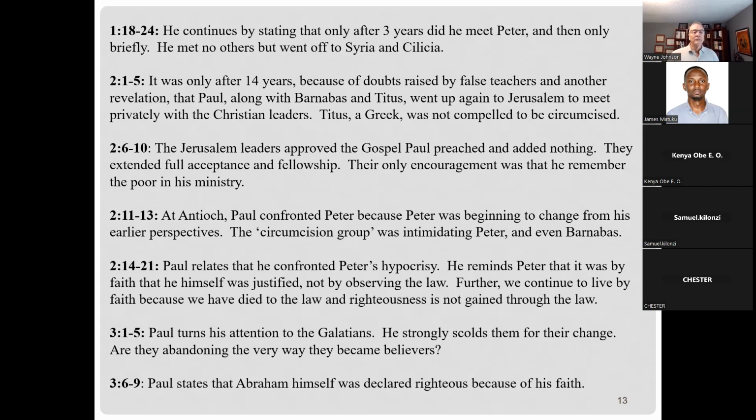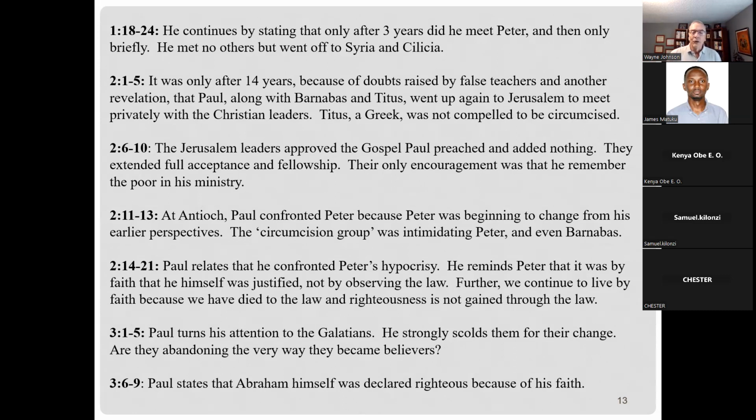Second paragraph, the Jerusalem leaders approved the gospel Paul preached and added nothing. They extended full acceptance and fellowship. Their only encouragement was that he remember the poor in his ministry. But, and I don't think there's a but in the text, otherwise I probably would have included it. But the next paragraph, verse 11 through 13, begins to show something changed. And at Antioch, Paul confronted Peter because Peter was beginning to change from his earlier perspectives.